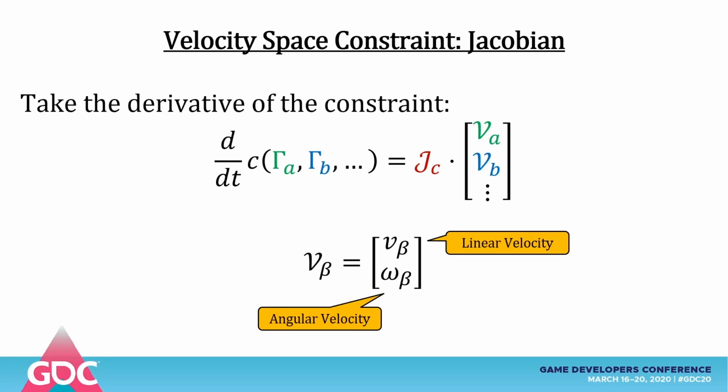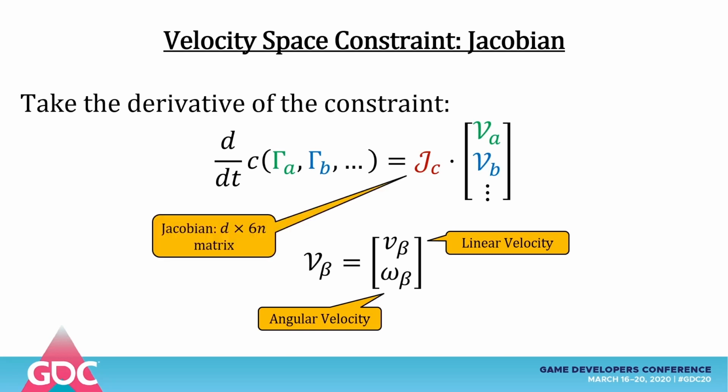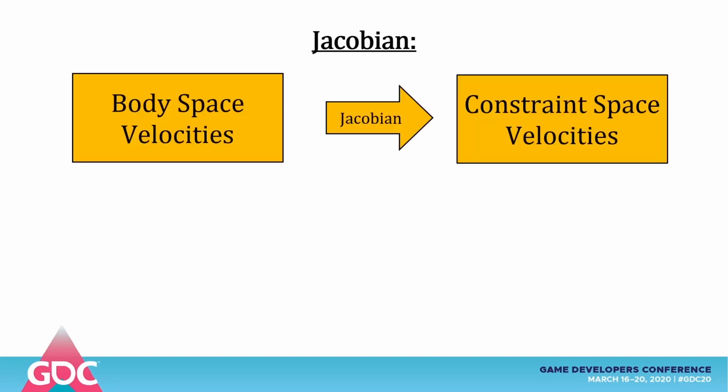Now that we have a way of modeling constraints, we are interested in the dynamics of the rigid bodies, their motion. Therefore, we need to derive the velocity relationships that the constraint imposes. This is obtained by taking the derivative of the constraint function. This derivative can always be formulated as a product of some matrix J times the vector of velocities. The matrix is called the Jacobian of C. As a result, the Jacobian is an operator that takes the body space velocities and produces the constraint space velocities.